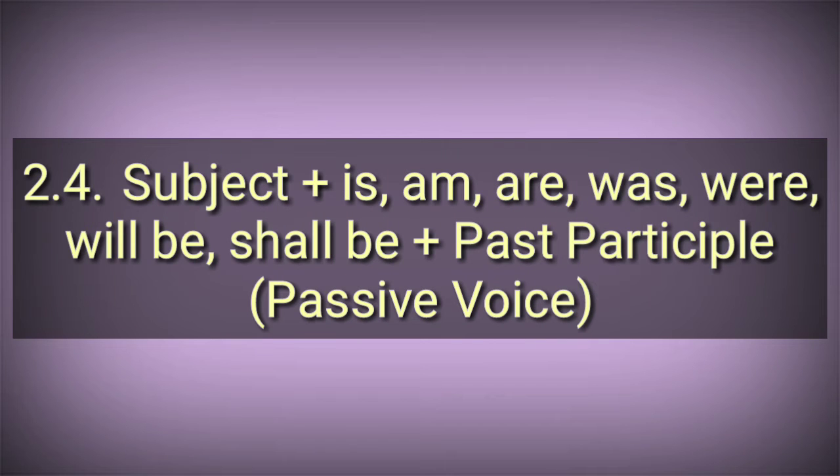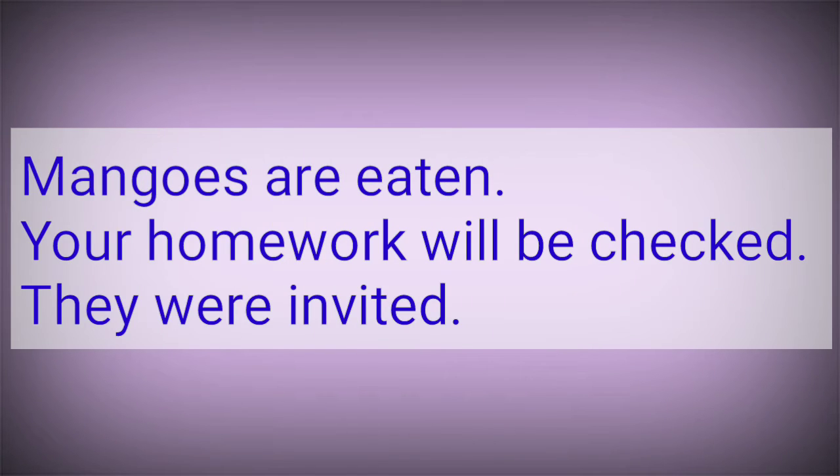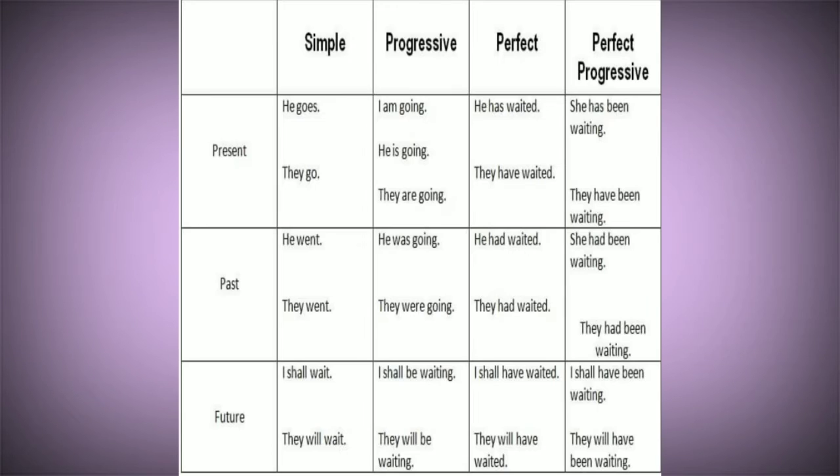You may go. Remember, if any form of the auxiliary verb be is followed by the past participle, the sentence is in passive voice. This will be discussed in detail in videos on passive voice. Look at these examples. Mangoes are eaten. Your homework will be checked. They were invited. Look at this chart for the structures of all the tenses.